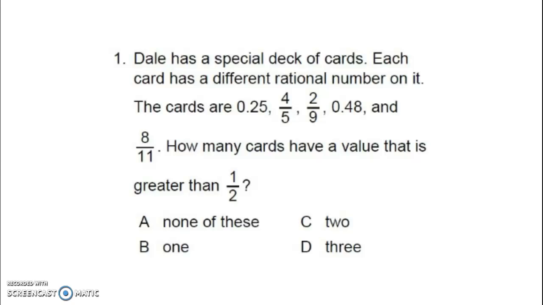Number 1. Dale has a special deck of cards. Each card has a different rational number on it. The cards are 25 hundredths, 4 fifths, 2 ninths, 48 hundredths, and 8 elevenths. How many cards have a value that is greater than 1/2? A. None of these. B. 1. C. 2. D. 3.